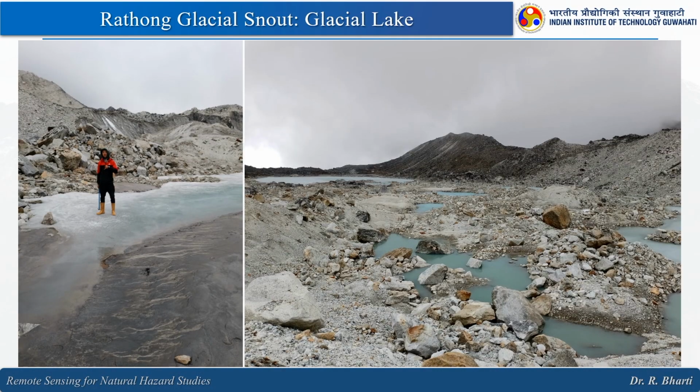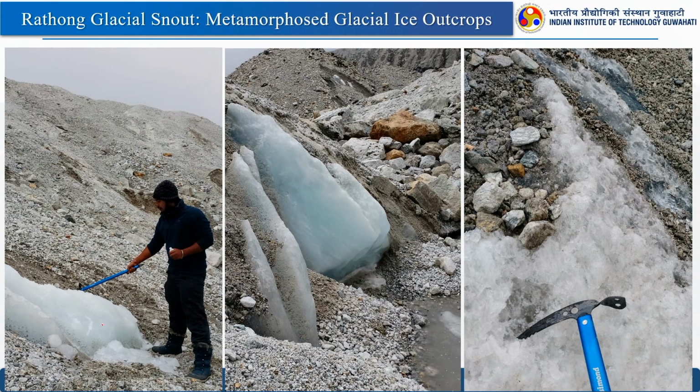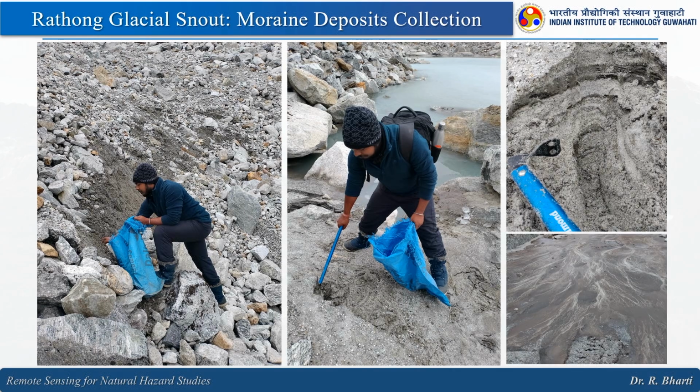This is from another location, it is from Rathong glacial snout. So, here you can see he is standing on the glacial lake, because we visited this during the winter and this is frozen, right, the surface is frozen. Here you can see the metamorphosed glacial ice outcrops. We have also collected the moraine sample to analyze the stability, right.